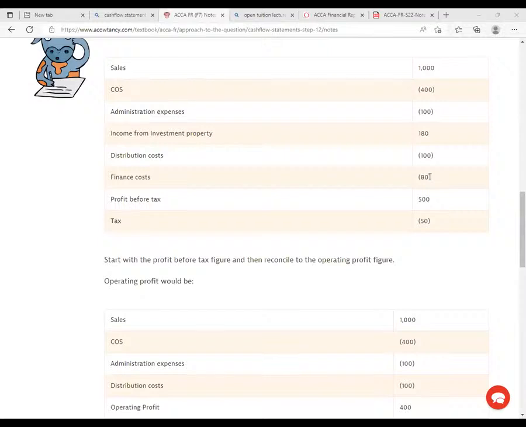So what should we do with this finance cost, ladies and gentlemen, that was subtracted by mistake? Finance cost has been subtracted to arrive at that 500. And we know that according to IAS 7, we are not supposed to subtract finance cost when getting the operating profit. In this case they subtracted it. So for us to cancel that mistake, we need to add back.